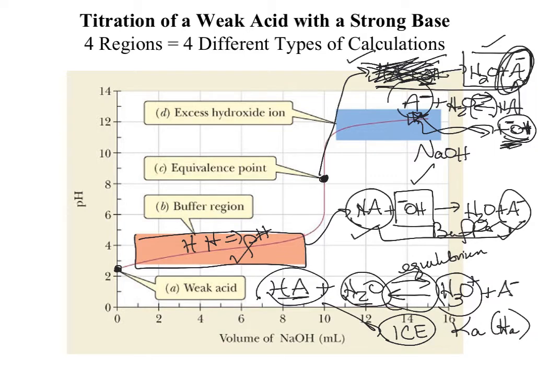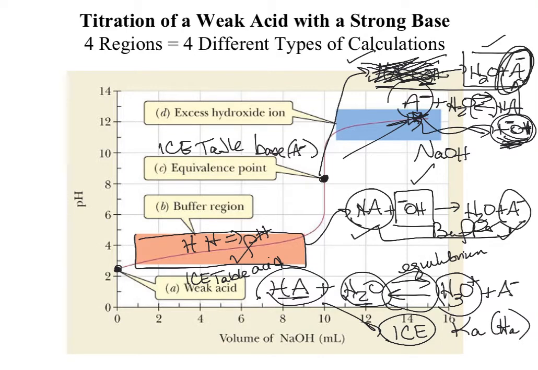So at the equivalence point, wait a minute. In the beginning, we had an ICE table for an acid. At the equivalence point, you have an ICE table problem again, but it's for a base. Okay, it's for A-. And this equilibrium, set up an ICE table. X is going to equal the concentration of hydroxide, and you use that to find the pH.